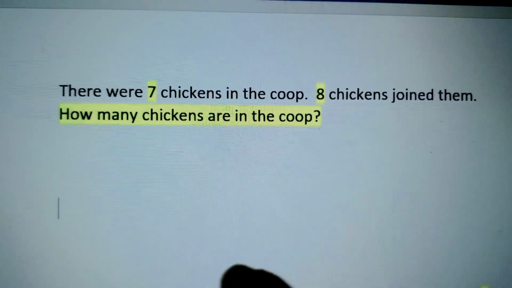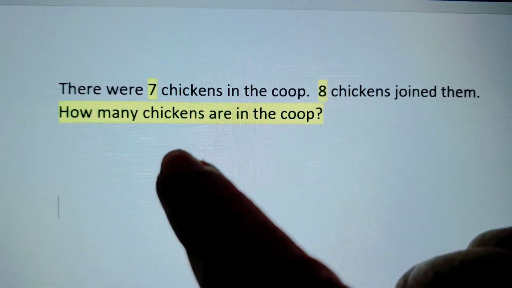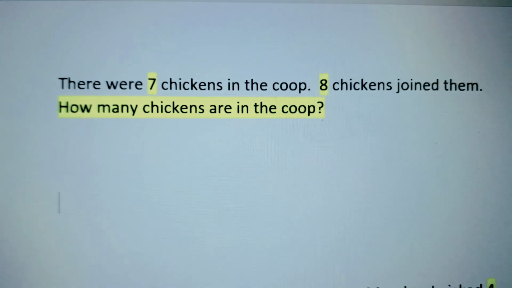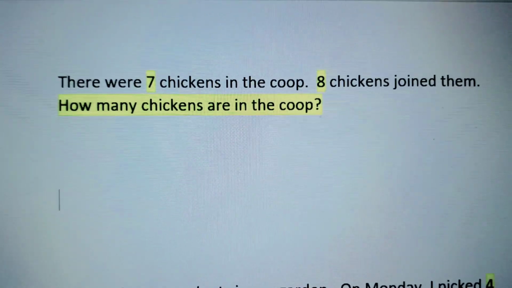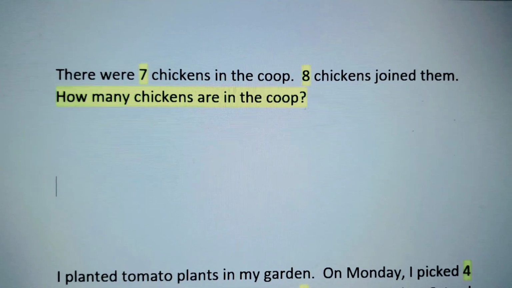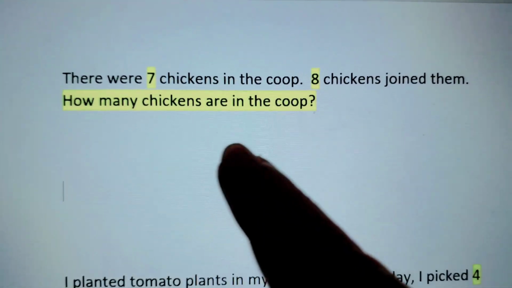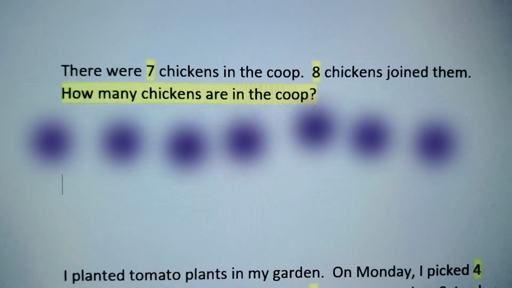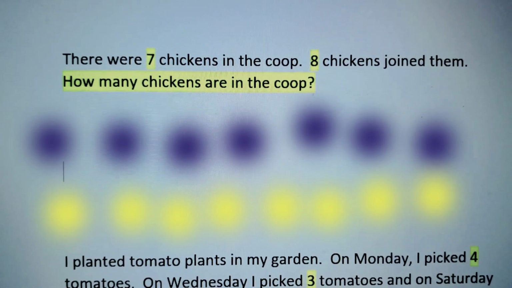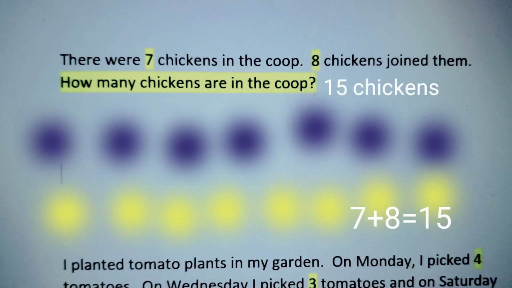So the answer to this question, how many chickens are in the coop, would be 7 plus 8. Do you know what that is? If you said 15, that's correct. You would draw 7 chickens, or circles will do, and then 8. Then write an equation. 7 plus 8 is 15.